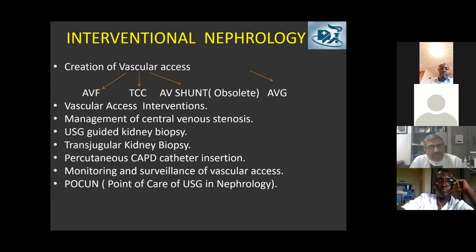There are vascular access interventions which we are doing in the cath lab. These are interventions for dysfunctional fistula, for pseudoaneurysms, or because of delayed maturation of accesses. And another important complication of catheters is the central venous stenosis, and we do management of central venous stenosis also.